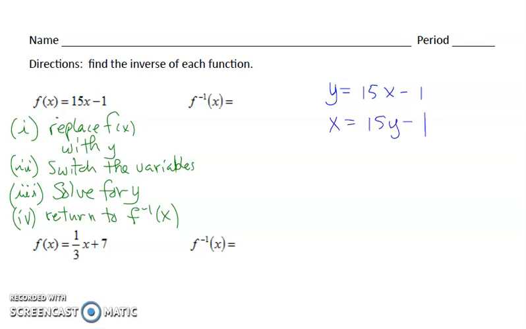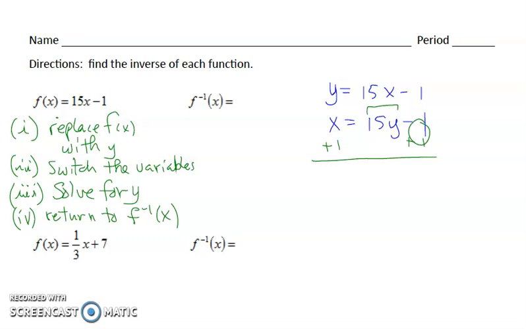Step 3 is you solve. Always take care of the number being multiplied to the variable last. So the first step is add the 1. It's kind of like undoing order of operations. So if I was sticking a value in for y, it would be 15 times that number minus 1. The multiplication problem is done first, subtraction is done second.